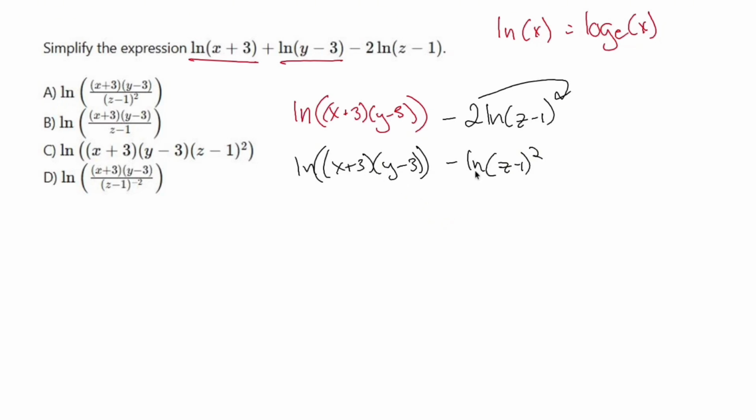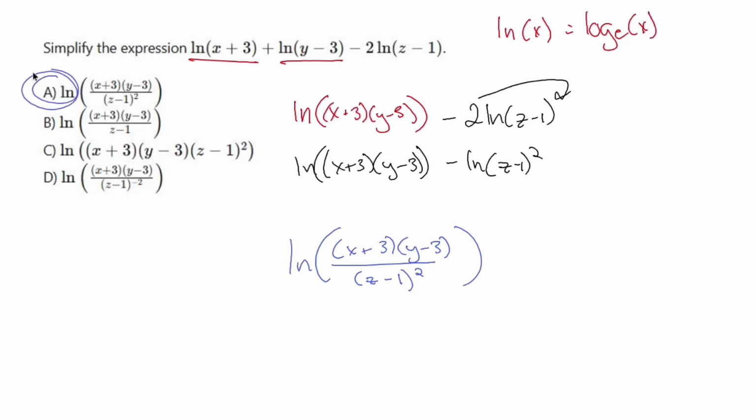When you subtract ln's, you divide the inside. So finally, our answer is going to be ln of an entire numerator, x plus 3 times y minus 3, over z minus 1 squared. And that's going to be A.